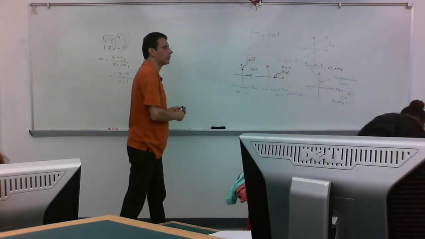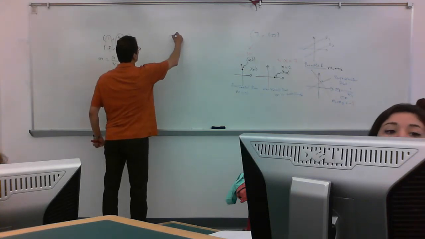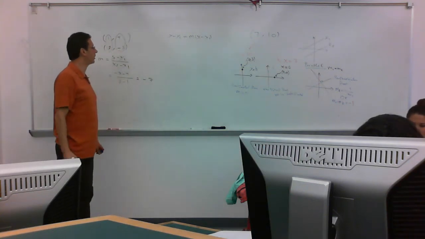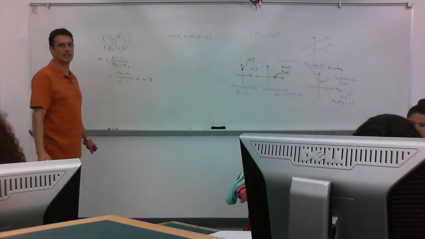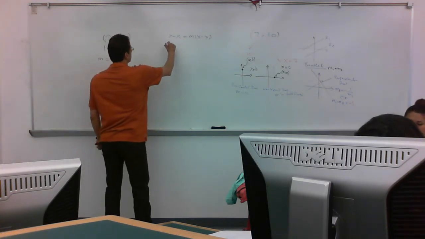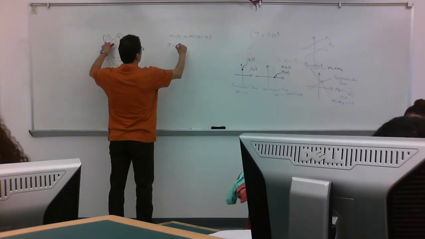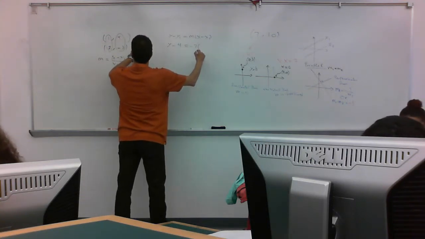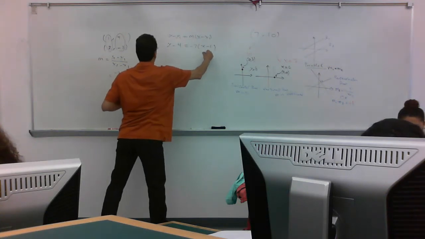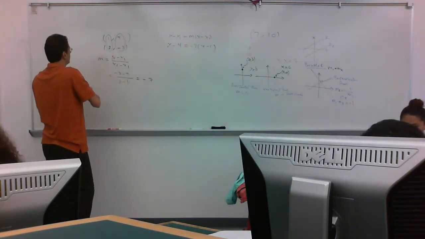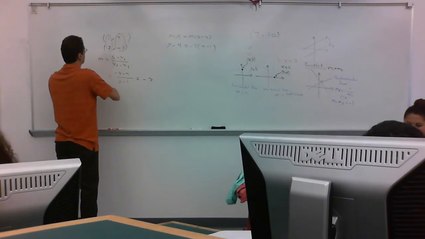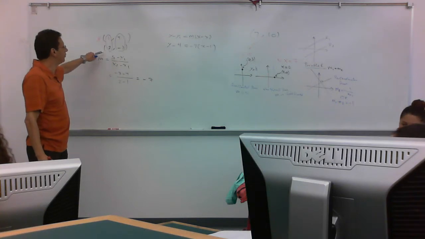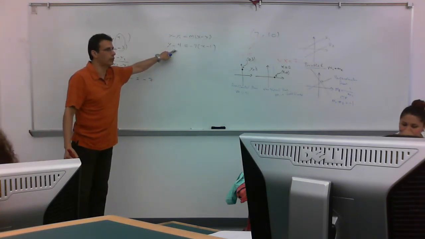To come up with the equation of a line, y minus y1 is m times x minus x sub 1. So I can choose the first or the second point. If I choose the first one, y minus 4 equals m, negative 7, times x minus 1. I'm looking at this point over there. If I choose the second one, it becomes y minus minus 3, which is y plus 3.